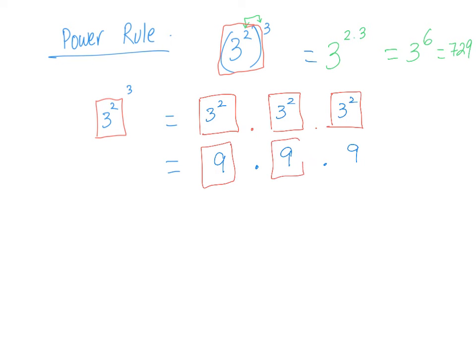So what's 9 times 9 times 9? 729. So this is the power rule. If you see a power of a power, you'll multiply the two powers, and that's how you'll get your answer.